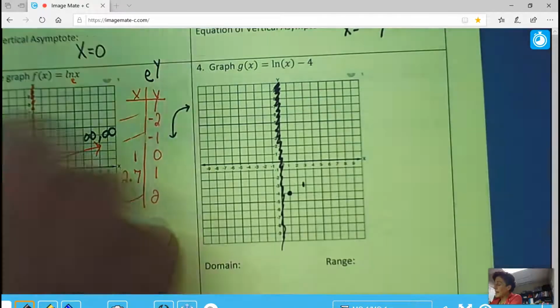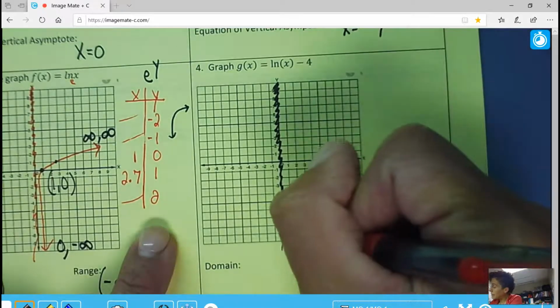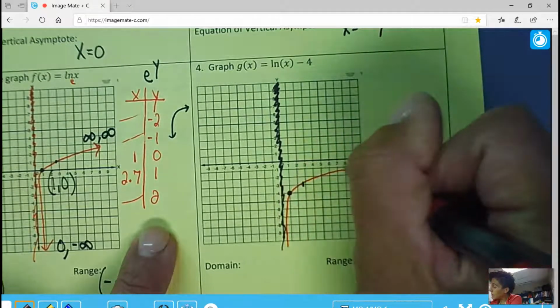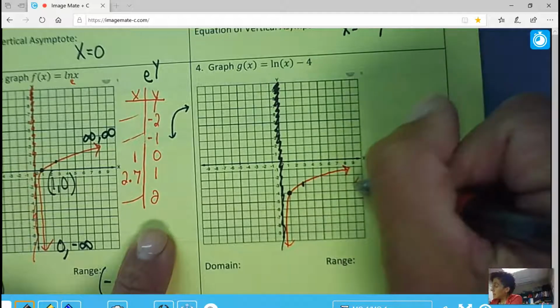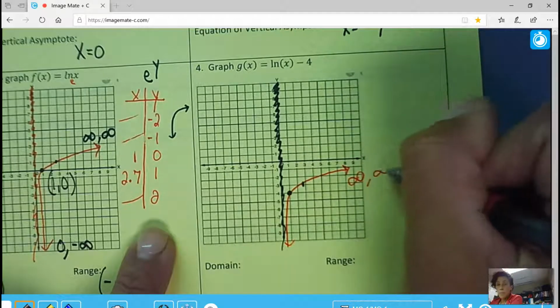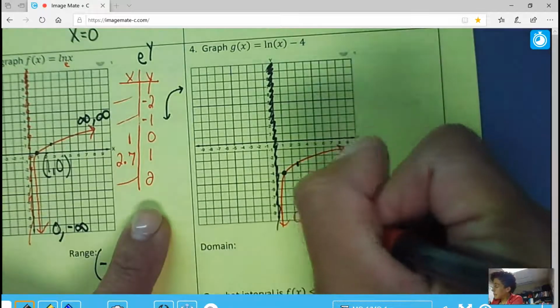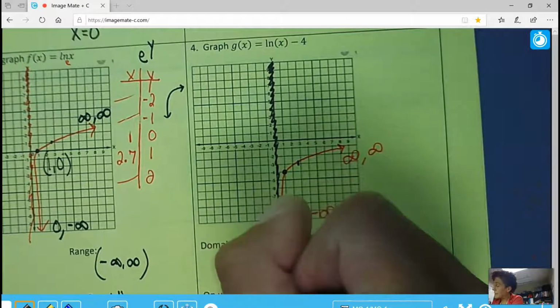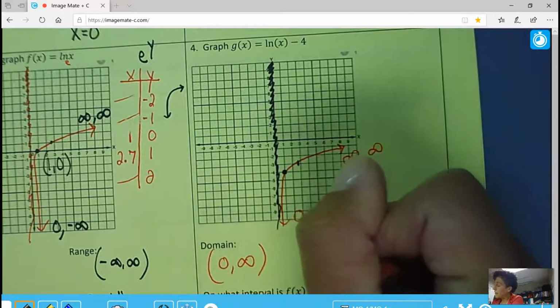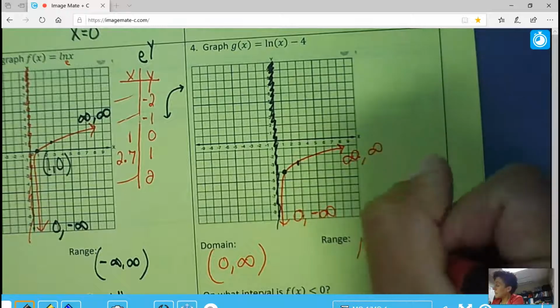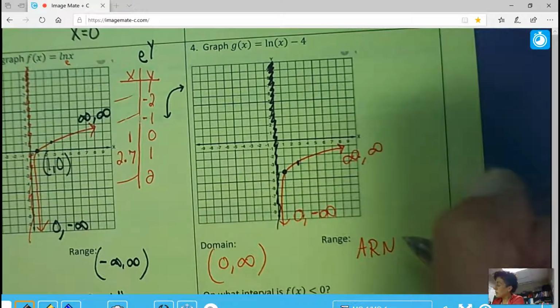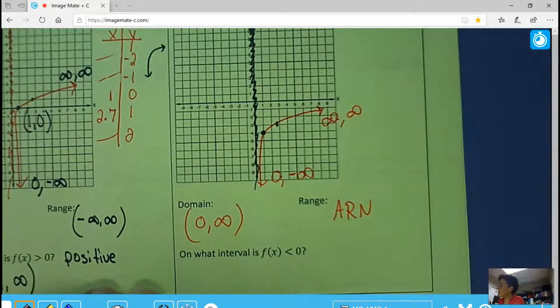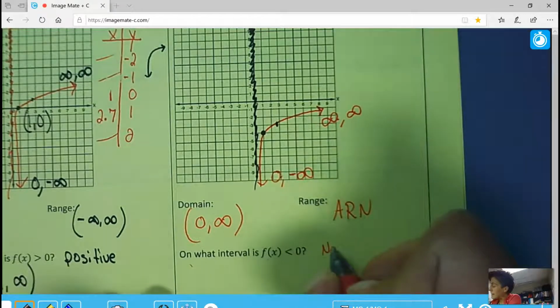Okay, and I'm still having that lowercase r shape. And it's still going right and up. It's still getting stopped at 0 and still going down. So my domain, just like the other one, is from 0 to infinity for the x's. And the range, this time I'll write all real numbers. So on this one, on what intervals is f of x less than 0? So they're asking when it's negative.